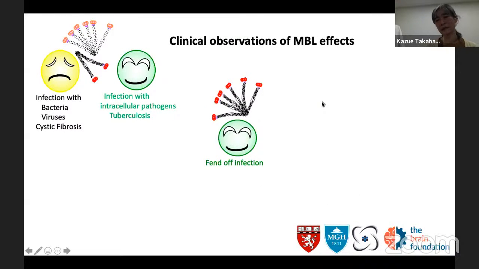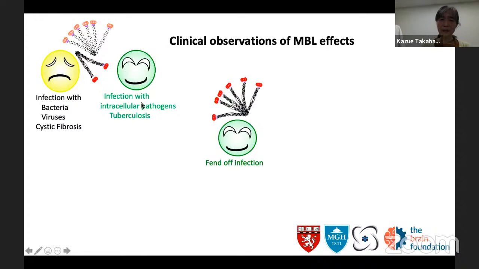When we started on MBL, I've been working on this for a couple of decades, and the only interest was infection. The first report was that children who have recurrent infection had low or undetectable MBL. And soon afterwards, the life expectancy of cystic fibrosis patients was shown to be shorter in MBL-deficient people.